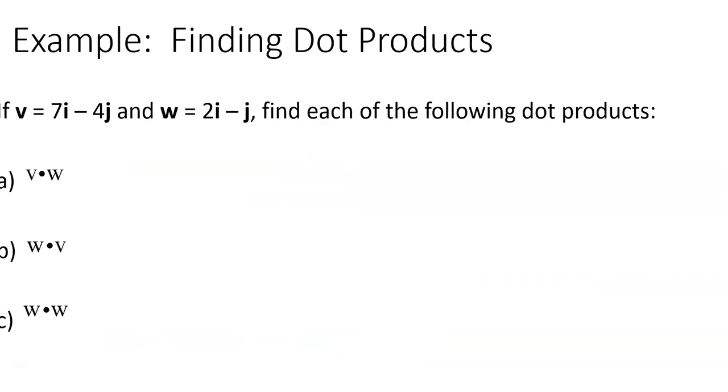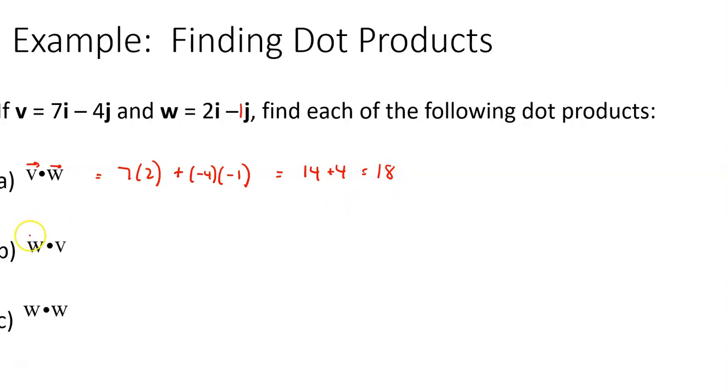So here's another couple of vectors. 7i minus 4j and 2i minus j. Find each of the following dot products. So it says find the dot products of v and w. All right. So v and w, I'm going to do in that order. So I'm going to do 7 times 2, right? First component times first component, plus negative 4 times, what's really over here is a 1. So negative 4 times negative 1. 7 times 2 is 14. Negative 4 times negative 1 is 4. 14 plus 4 is 18.